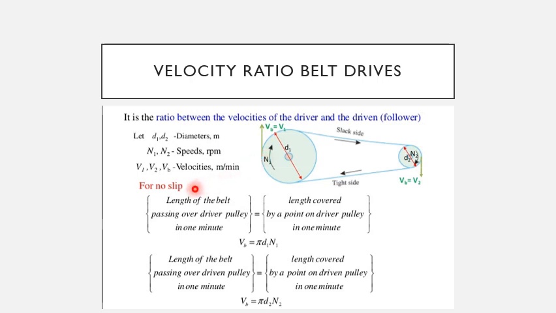And if you suppose that the belt did not slip, the length of the belt passing over the driver pulley in 1 minute is equal to the length covered by a point on the driver pulley in 1 minute. So this velocity and this velocity will be the same if there is no slip. So VB is equal to pi D1 into N1, and VB is equal to pi D2 into N2.